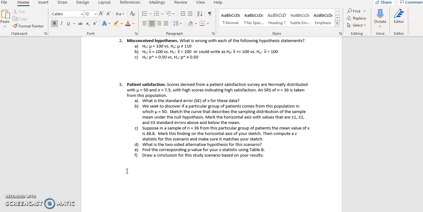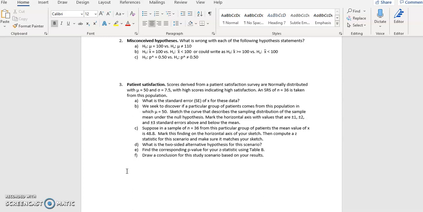Now, part C says, suppose in a sample of n equals 36 from this particular group of patients, the mean value of x is 48.8. You're going to mark this finding on the horizontal axis of your sketch. So the same graph you did for B. And again, don't spend a lot of time trying to do this electronically. Feel free to sketch this out on paper. Then just take a picture with your phone, email it to yourself, and copy it under part B. And then add the little x for 48.8 and copy that under part C.